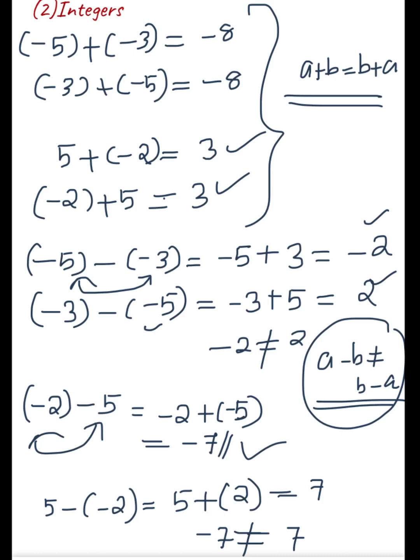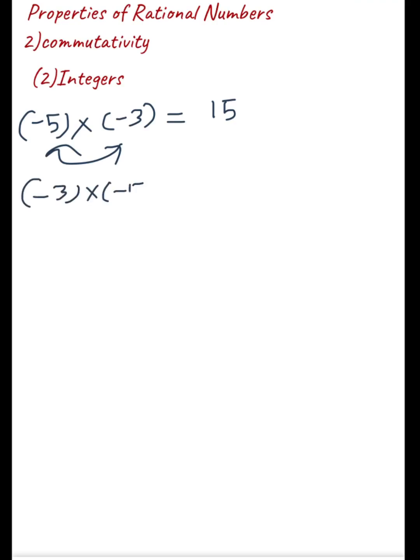Okay. Now let's see the case with multiplication. I am taking two numbers, that is minus 5 and minus 3, and I am going to multiply it. So what is the answer? Minus 5 into minus 3 is 15. Okay. Now I am changing the order and multiplying it. That is minus 3 into minus 5. So what will be the answer? It's again 15. Okay. So both answers are the same. That means you can say A into B is equal to B into A in this case, in the case of integers.